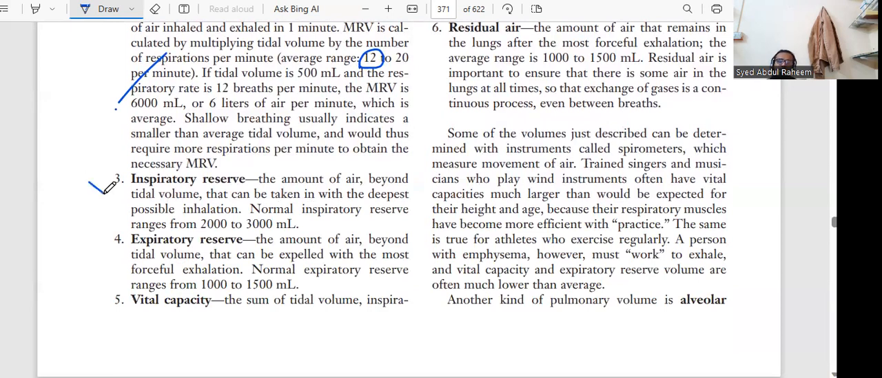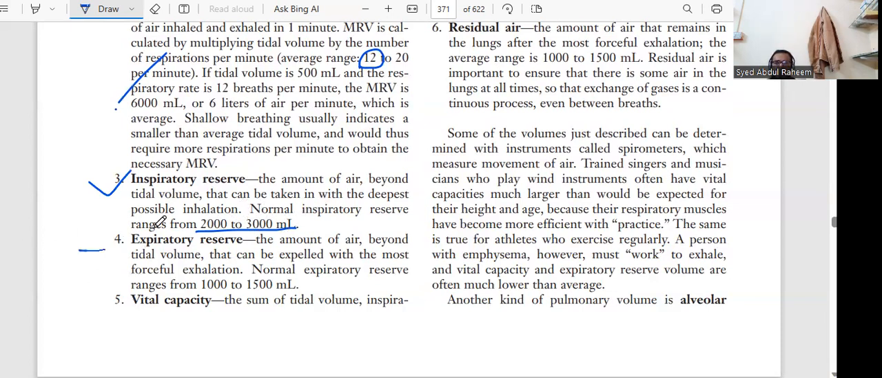Next is inspiratory reserve volume. The amount of air beyond tidal volume that can be taken in with the deepest possible inhalation. Normal inspiratory reserve is from 2000 to 3000 ml. So basically, sometimes we do deep inhalation, deep exhalation. At that time, some amount of air will be kept in that area. It is not counted. So inspiratory reserve is 2000 to 3000.